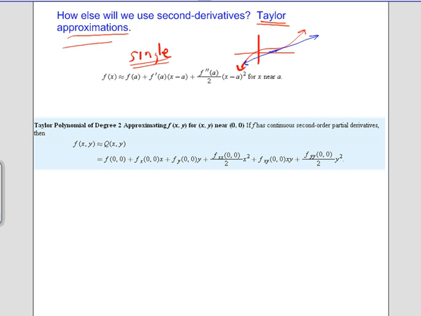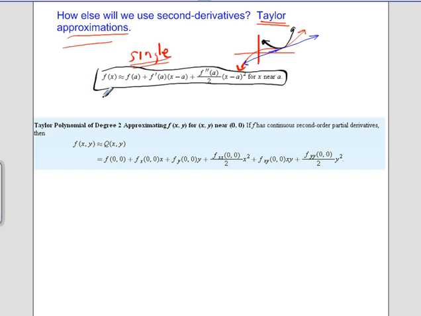So other than a straight line, we could do a second order Taylor approximation. And if we do a second order Taylor approximation, instead of doing a linear approximation, we're going to do a quadratic. So that would look something like this. And now that becomes even more accurate. So here we have a reminder from single variable calculus, which is a Taylor polynomial of degree 2 approximating f of x.